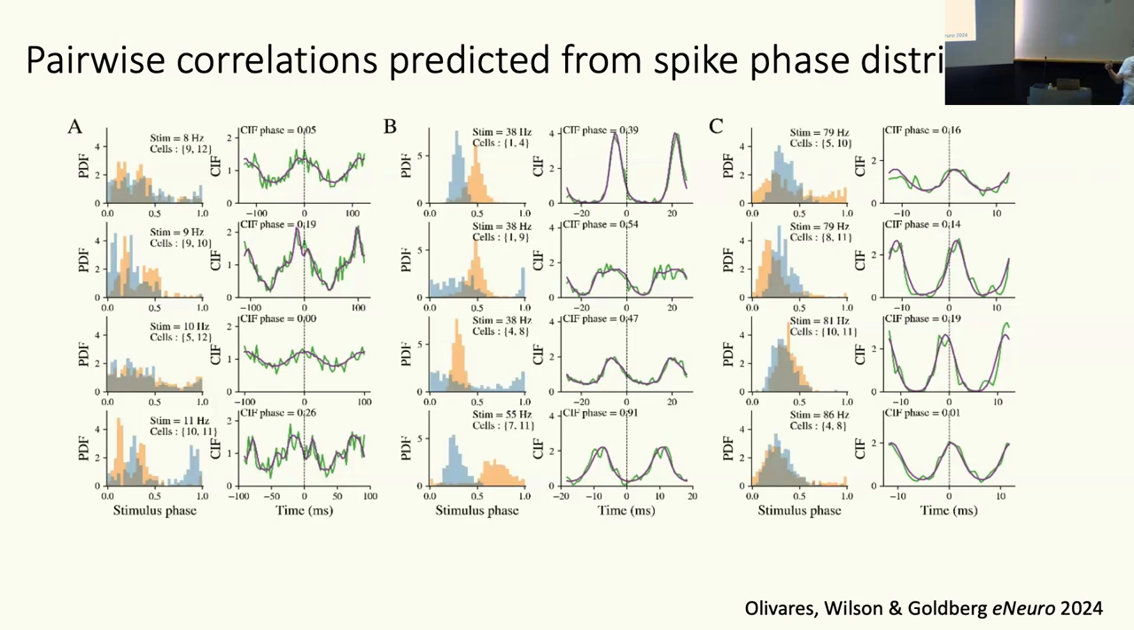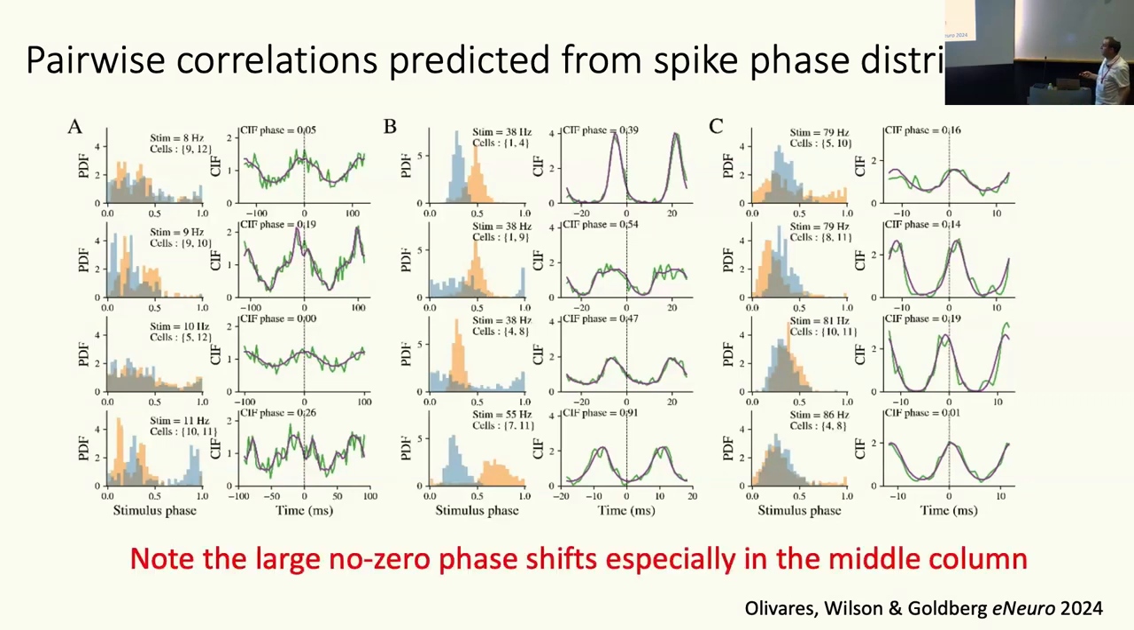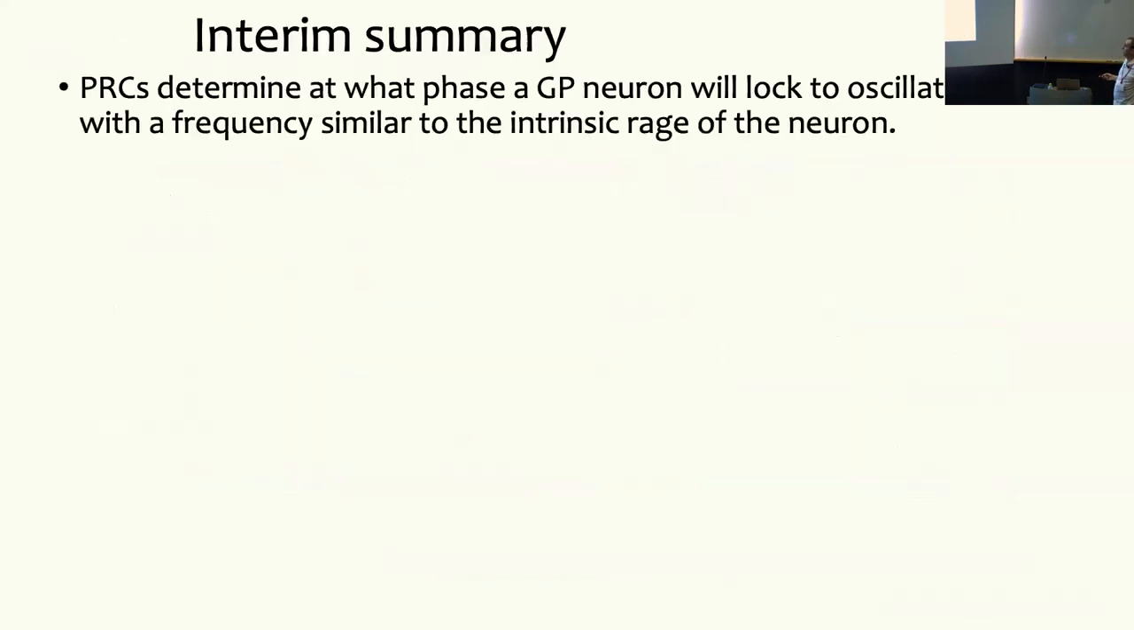And then the rest of the paper, which I won't go into, Eric Olivares did simulations where he simulated all sorts of architectures of GP, and he saw that adding GP interactions lowers the amplitude of these in general. The general result is they lower the amplitude of these cross correlation functions, but they don't really change their phase. So the phase really seems to be an intrinsic property.